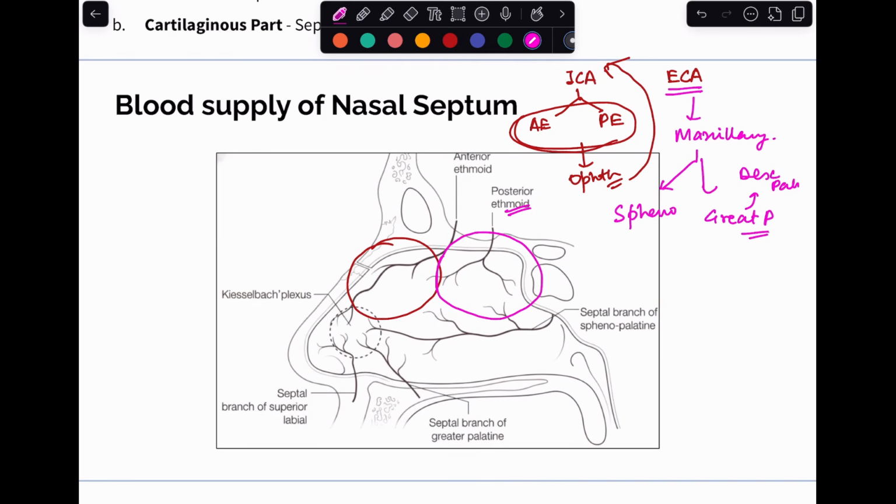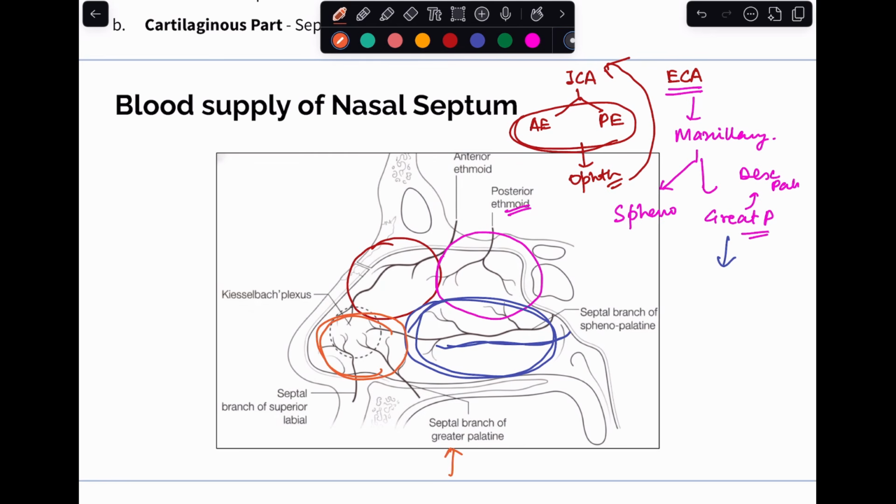Now, the sphenopalatine artery gives off a posterior septal branch. The branch that you're seeing over here is the posterior septal branch, and this supplies the posterior-inferior part of the septum. Then from the greater palatine artery, we get a septal branch again, which supplies the antero-inferior part of the septum.